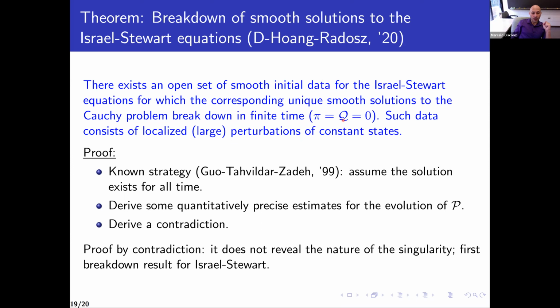Now let me point out this is a proof by contradiction. Therefore, it says that solutions cannot exist for all time, but it does not reveal the nature of the singularity. It does not tell you what goes wrong. Nevertheless, this is the first breakdown result for Israel-Stewart. So this would be the starting point to try to refine this result and try to study now the nature of the singularity.